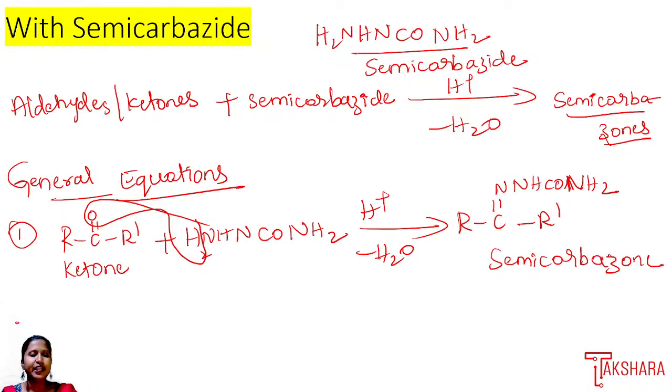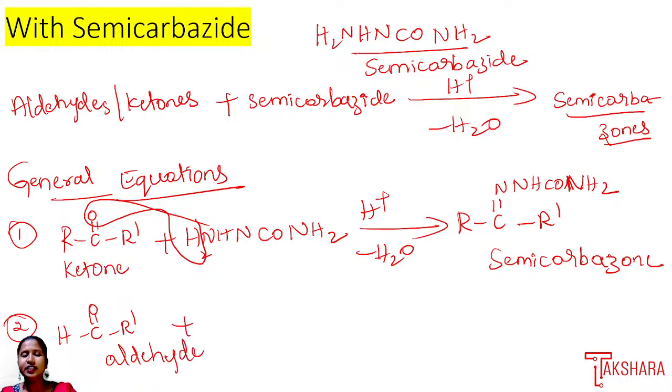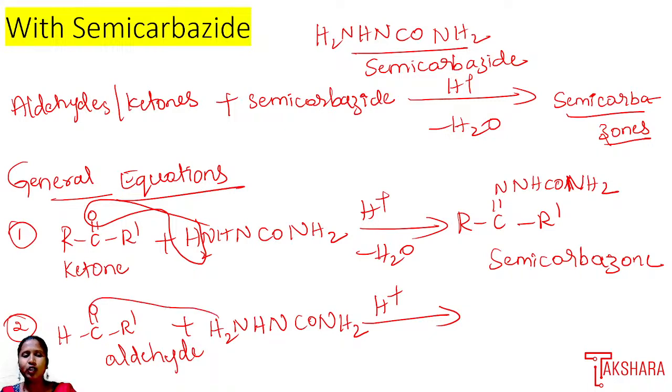And instead of a ketone, in the second general equation, if we consider an aldehyde, HC double bond O R dash is called an aldehyde. When it is treated again with semi-carbazide, that is NH2 NH CONH2, in the presence of an acidic medium, H plus, again a water molecule is removed, minus water, so we get the product.